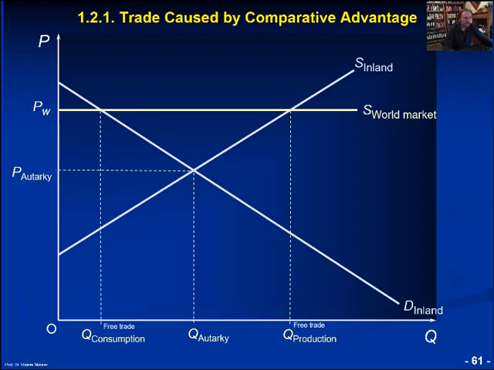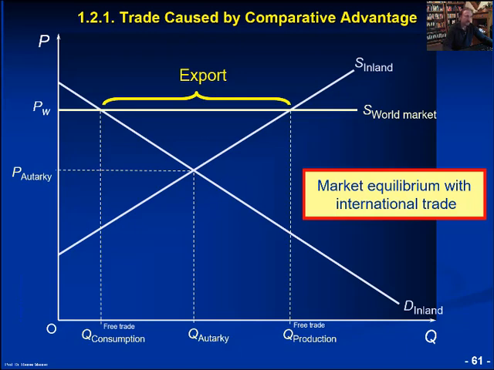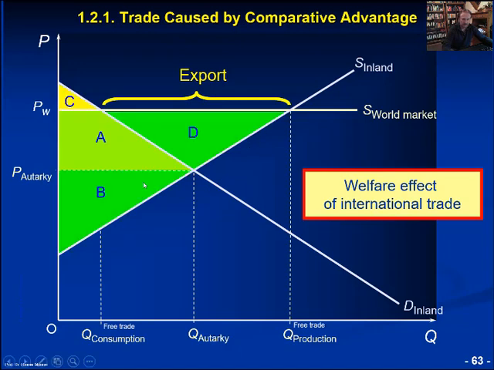The difference between the higher domestic production level and the lower domestic consumption demand is explained by exports to the world market. This is the new market equilibrium with international trade. We can now compare the distribution of consumer and producer welfare in autarky and under free international trade. To do so, it is again useful to name these areas with capital letters, like this.